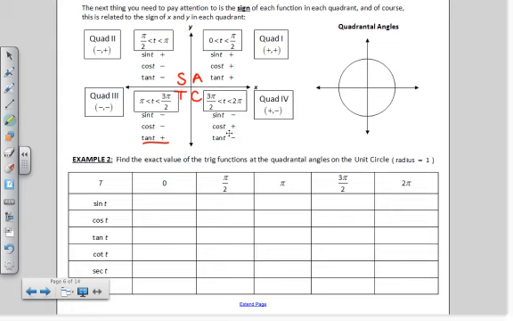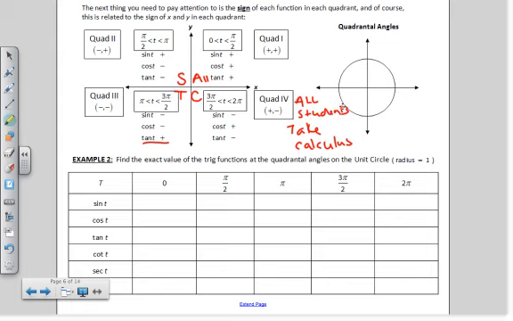Now, what in the world did all those letters mean? This means all of the functions are positive. This means the sine function is positive. This means the tangent function and its reciprocals are positive. And this is cosine is positive. We have a silly way to remember that. That is, all students take calculus. Or we could say amazing students take calculus. Anyway, that will help you remember which functions are positive in which quadrant.